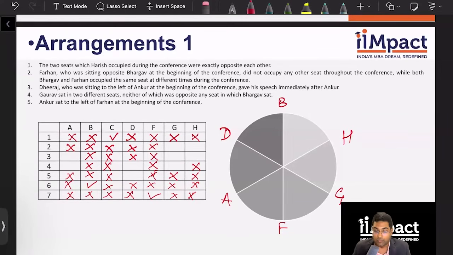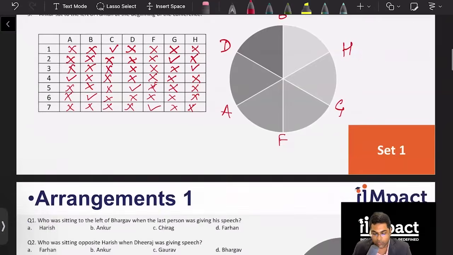So what do I know for sure? If I look at row number 5, the only person who can be fifth is Dheeraj. And therefore Ankur has to be fourth. And therefore Harish has to be third. And therefore Gaurav has to be second. And that's it. My set is solved. Is everybody clear? Very simple. Let's look at the questions very quickly.